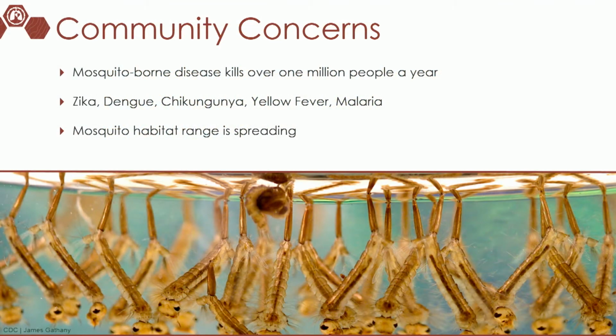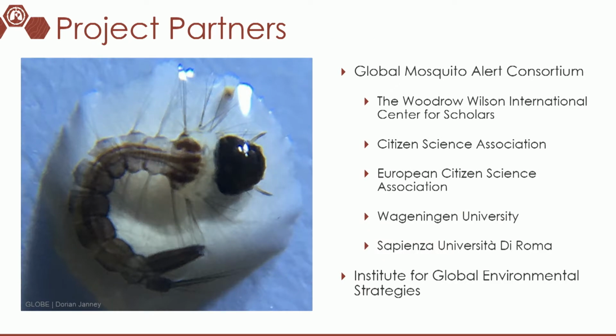So as most of you know, mosquitoes spread diseases such as Zika and malaria that kill over 1 million people each year. Due to rising temperatures, mosquitoes' suitable habitats are expanding, and mosquitoes are spreading into more temperate regions of the world to places like Western Europe. For this project, we partnered with the Global Mosquito Alert Consortium and all of its constituents, as well as the Institute for Global Environmental Strategies.